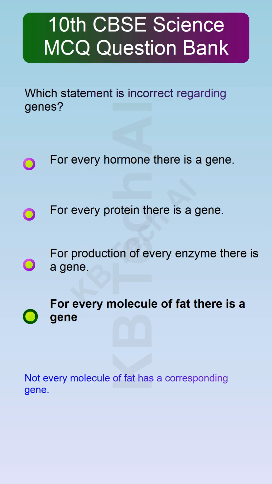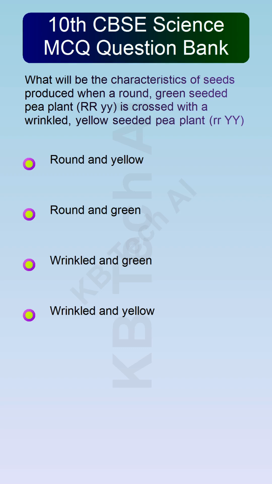The answer is, option 4, for every molecule of fat there is a gene. What will be the characteristics of seeds produced when a round, green-seeded pea plant, RRyy, is crossed with a wrinkled, yellow-seeded pea plant, rrYY? Option 1, round and yellow. Option 2, round and green. Option 3, wrinkled and green. Option 4, wrinkled and yellow.